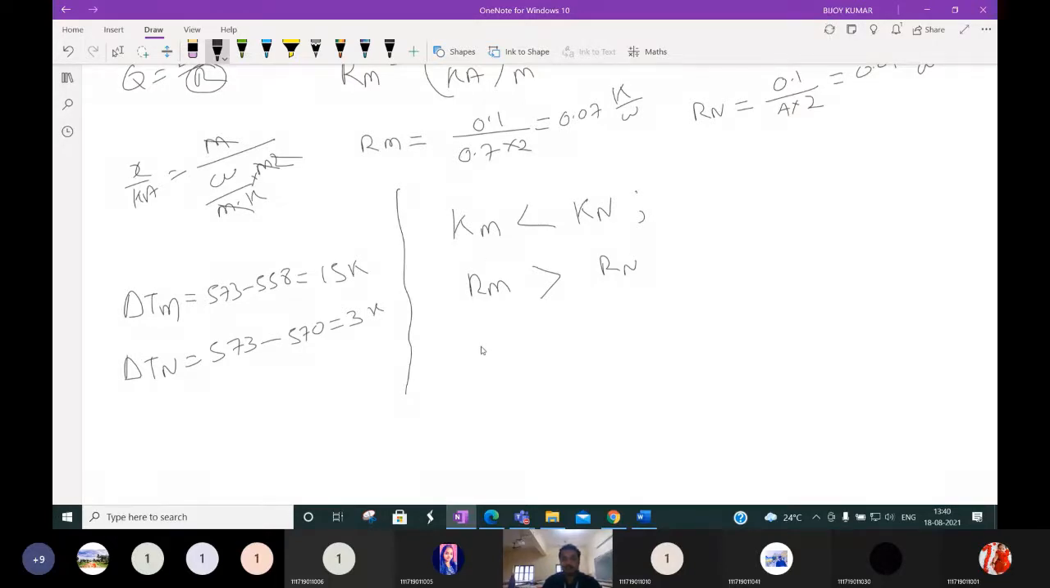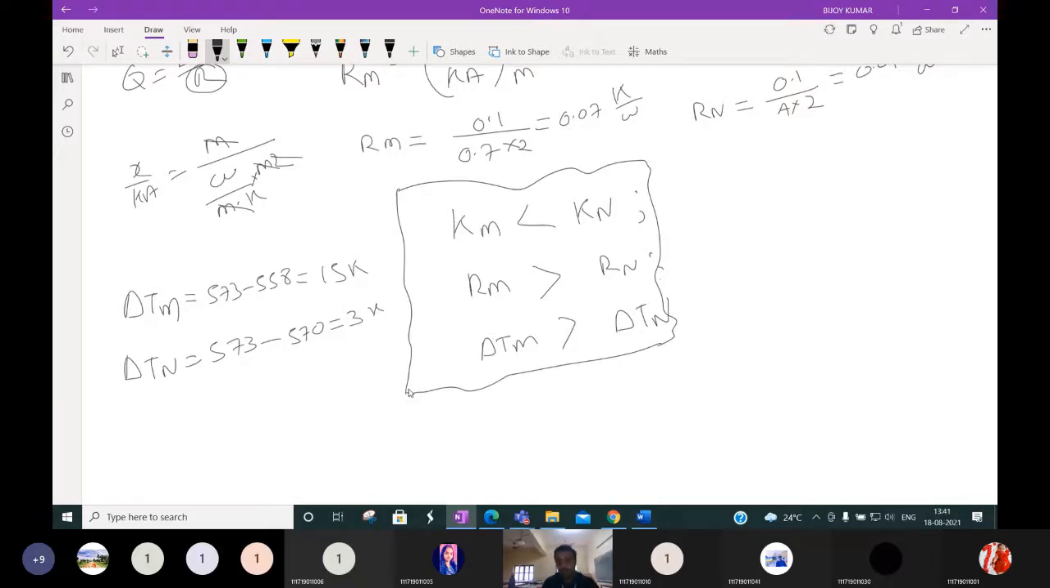So what we found here is that delta Tm is greater than delta Tn. In the question, if the Km value is less than Kn, and all other conditions are the same, then the resistance value will be greater, and the temperature drop is also greater for m and will be less for n. Please remember these things.